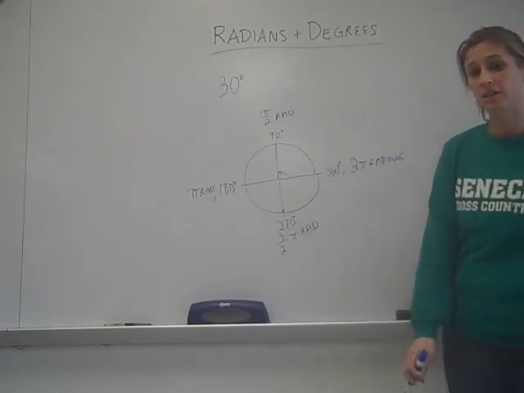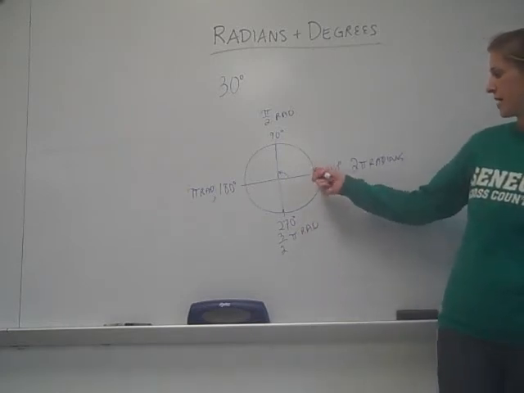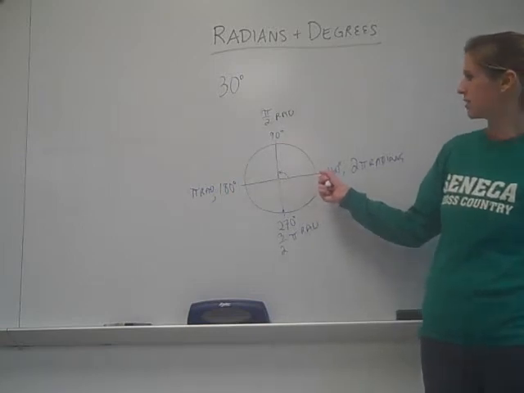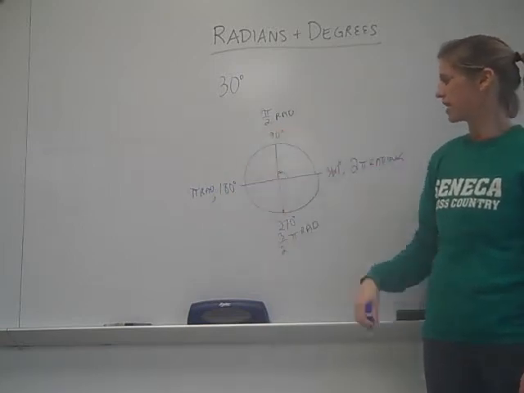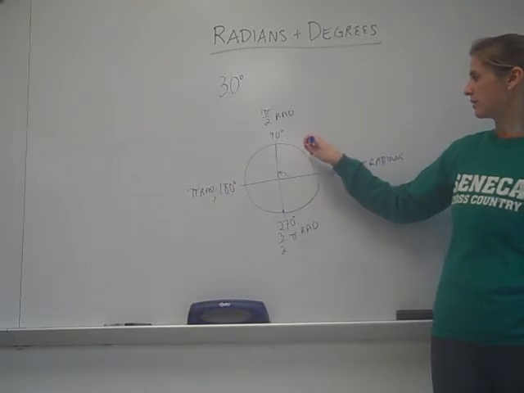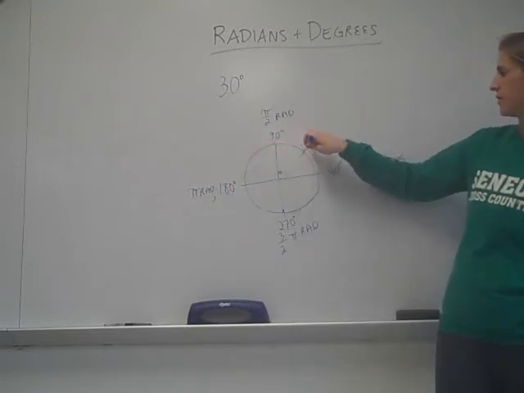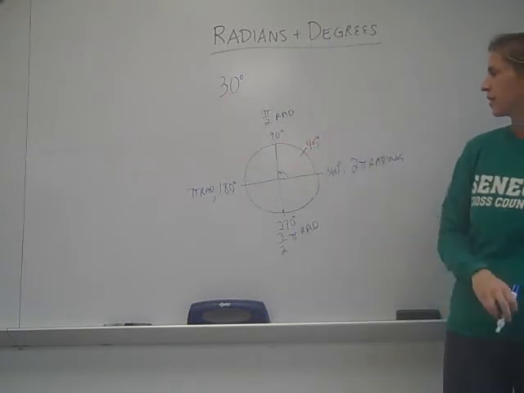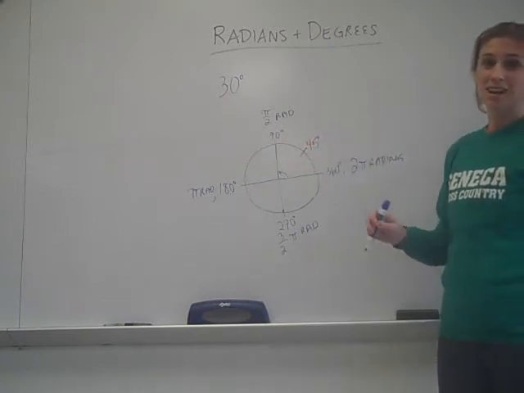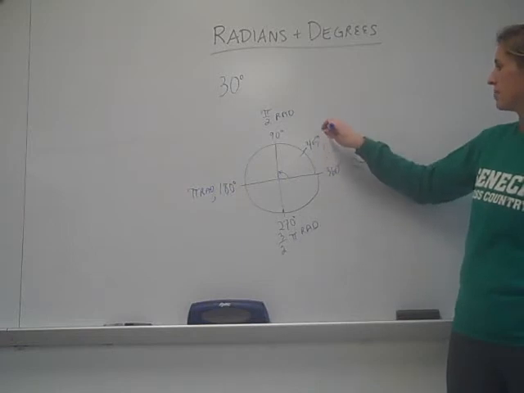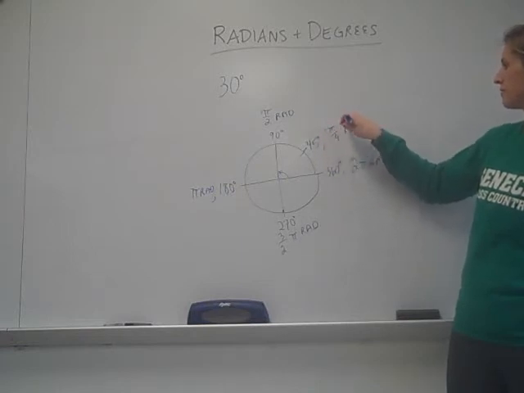Now there's going to be other places on the circle too. There's not just these big spots at 0 degrees or 360 degrees, 90, 180, and 270. We also have halfway here. Halfway between the 0 spot and the 90 spot is 45 degrees. Any guesses how many radians that would be? Well, it's going to be pi over 4 radians.